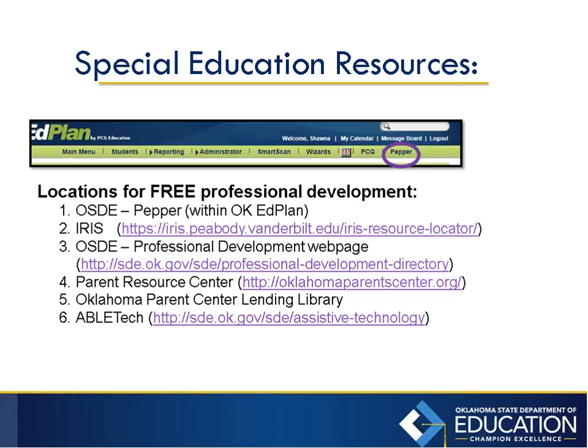Also, we have agencies that support us in our initiatives, and we have the Oklahoma Parent Center, which has a resource center and even a lending library that may be of interest. And finally, we have our Assistive Technology Center, called AbleTech, and they have several different resources for students who may need assistive technology, or even just that initial consideration of whether assistive technology would be necessary for a particular student.